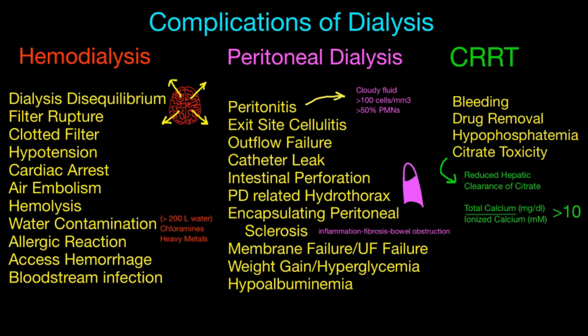And so one rule of thumb is to use the ratio of the two. So total calcium in milligrams per deciliter divided by ionized calcium in millimoles. If that ratio is greater than 10, that does suggest citrate toxicity, and then you should stop it, switch to a different anticoagulation modality.